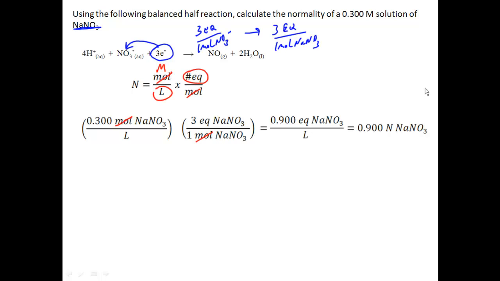So this is 0.9 equivalents per liter of sodium nitrate, which I'll convert to a capital N, which is a symbol for normality, which gives me an answer of 0.900 normality of sodium nitrate.